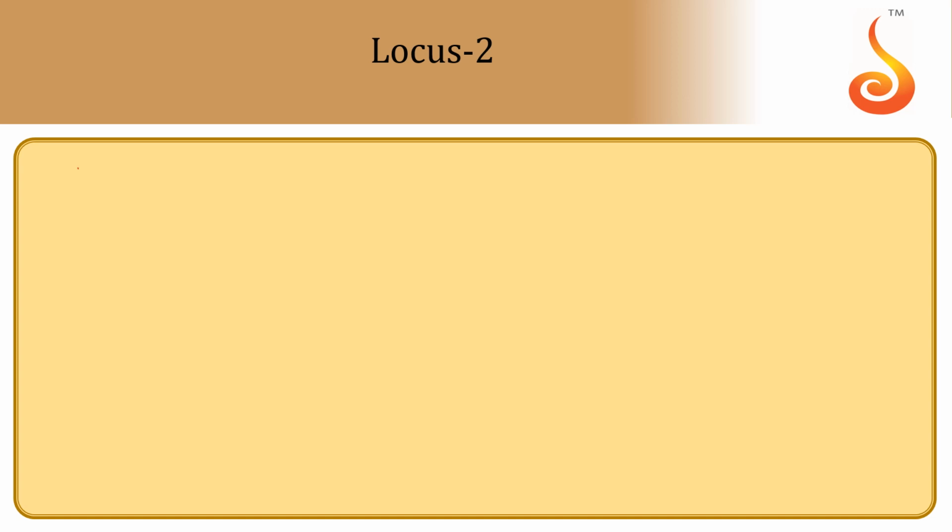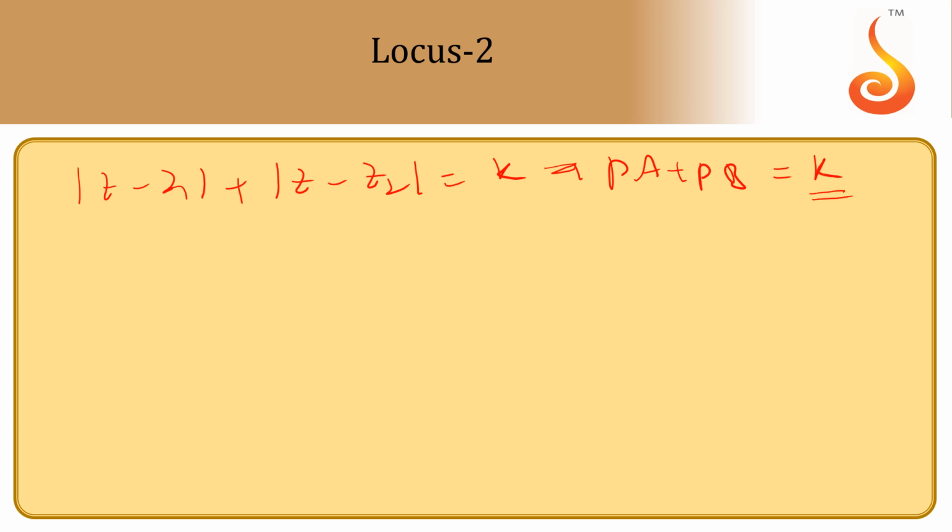So mod of z minus z1 plus mod of z minus z2 equal to k. If you remember, this is nothing but PA plus PB equal to k. If k is less than AB, no locus. If k equal to AB, what is it? Line segment AB. If k greater than AB, ellipse. Like that, hyperbola also you have. And with the amplitudes also we can have.